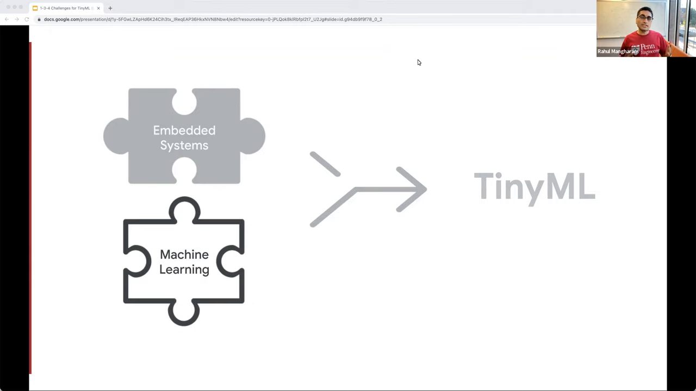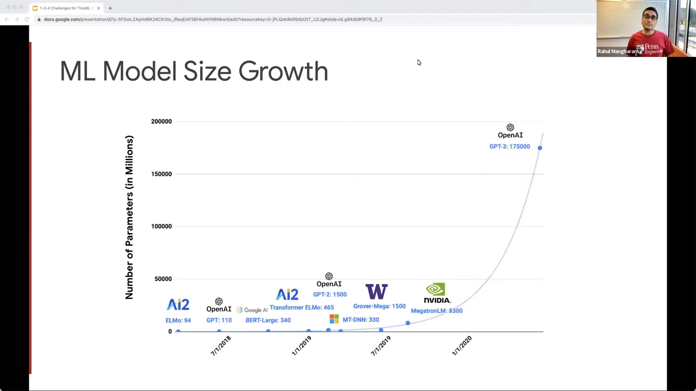But again, that's not a challenge that we can't overcome. It's more of being able to think critically about what we need to do in order to get there to enable TinyML. So let me start off by talking about some of the interesting trends that we've been seeing in machine learning and where it's going.